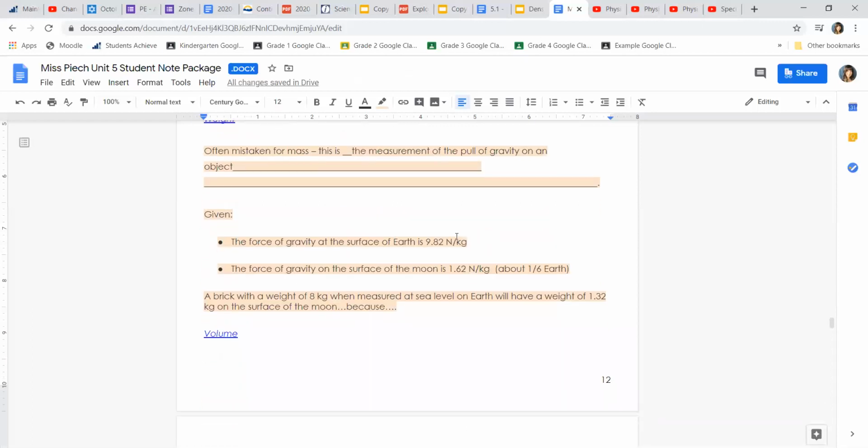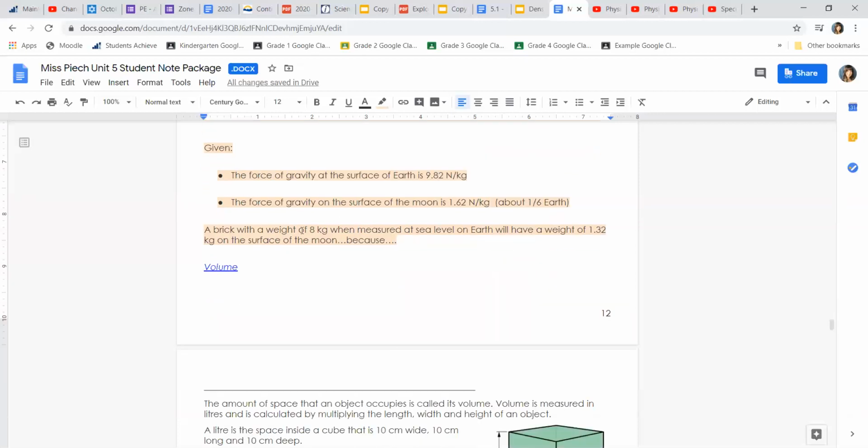Oh, here we go. So 9.82, and this is the 1.62. Keep in mind that on the moon, it's 1/6 of the Earth. A brick with a weight of 8 kilograms when measured at sea level on Earth will have a weight of 1.32 kilograms on the surface of the moon, simply because we have a different gravitational pull. So the force of gravity is much lighter on the moon compared to here.